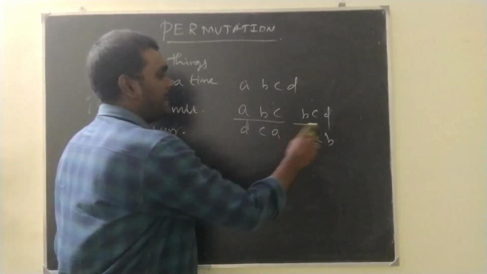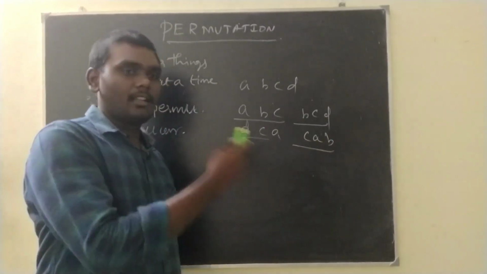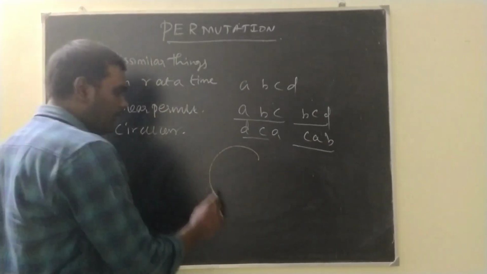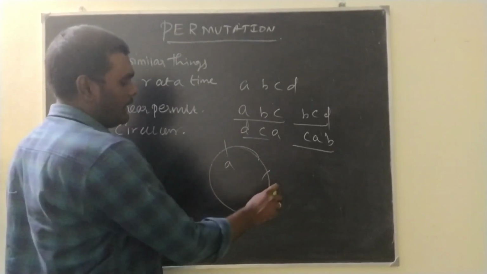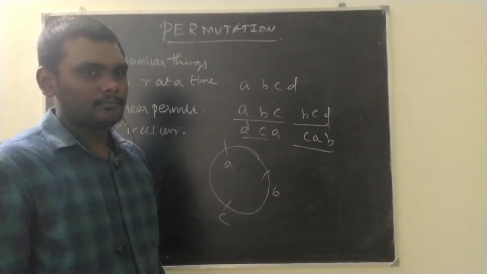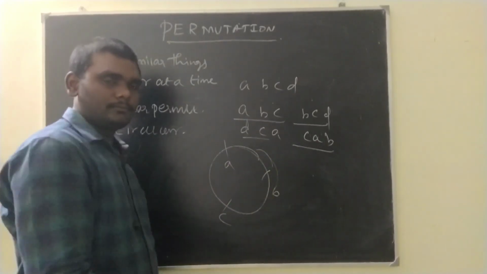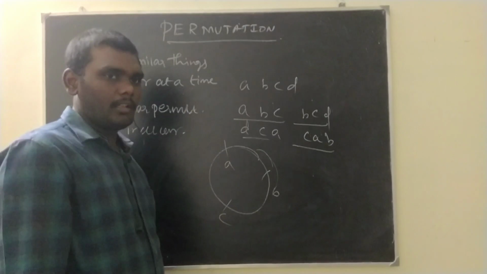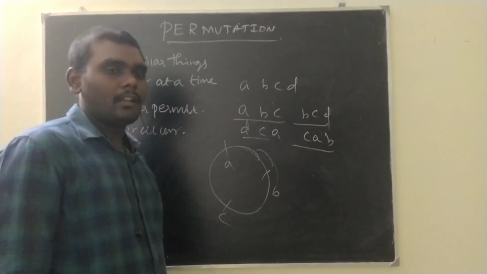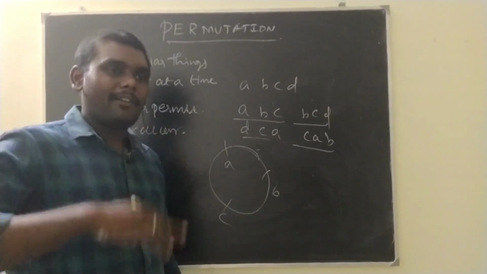If you are arranging this in a line, it is called linear permutation. If we are arranging that in a circle, here A, here B, here C, then it is called circular permutation. Also, in the circular permutation, both directions are allowed. Suppose any direction is specified, clockwise or counterclockwise, this permutation will be reduced to half.